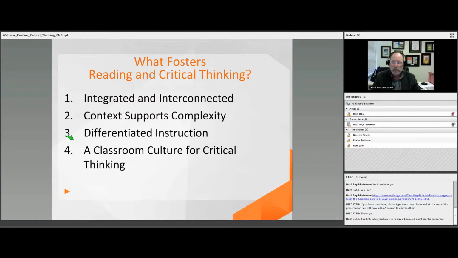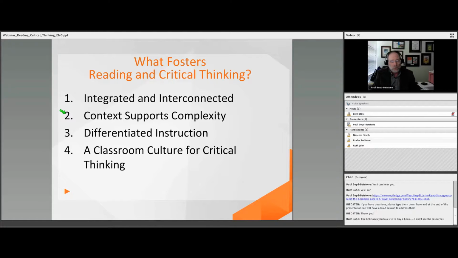What fosters reading and critical thinking? These are four areas that I've identified that I think contribute tremendously to critical thinking and quality reading in the classroom. First of all, is our reading integrated into what students are learning? And is it interconnected across the curriculum? These are huge issues of how we teach and how we develop our reading instruction. And I'm going to talk more in detail about this.